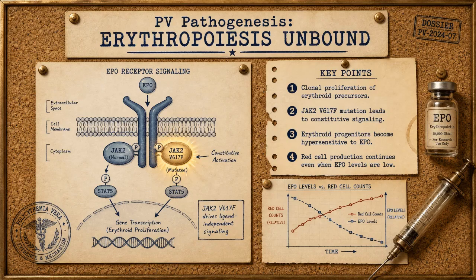Because the body is smart, it tries to compensate for this red cell overload, resulting in suppressed endogenous EPO levels. All this uncontrolled proliferation ultimately leads to a significantly increased red cell mass. This makes the blood thicker, increasing its viscosity, and dramatically raises the patient's risk of thrombosis. Next, let's look at what this looks like in the peripheral blood.